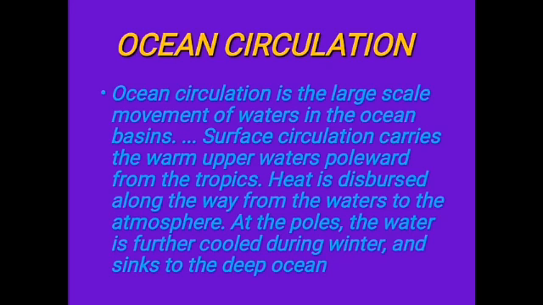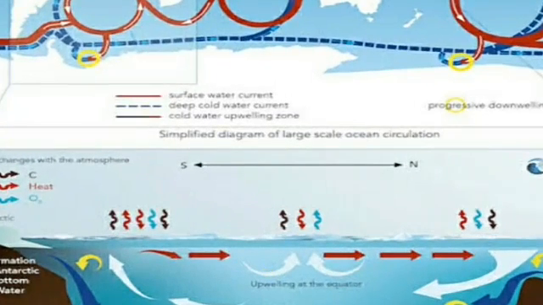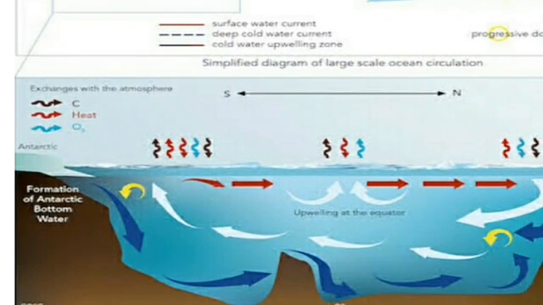Now let's talk about ocean circulation. Students, ocean circulation is the large-scale movement of water in the ocean basin. Surface circulation carries the warm upper waters from the tropics. Heat is dissipated along the way from the waters to the atmosphere. At the poles, the water is further cooled during winter and sinks to the deep ocean, and in this way ocean circulation goes on. You can see that.